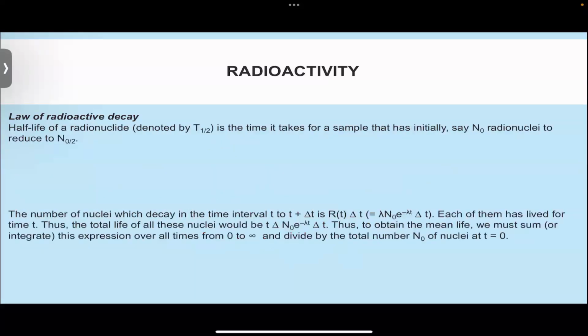Now, the radionuclides that are decaying differ in their rate of decay. So to understand the rate of decay and also the age of these radionuclides, there is a term that we use called the half-life. Half-life is given by T half. It is the time taken by the sample to reduce to half of its initial number.